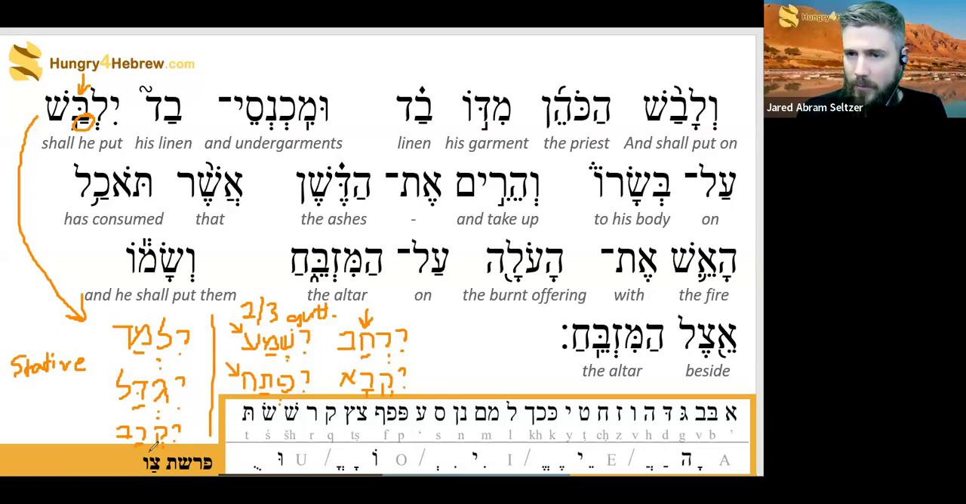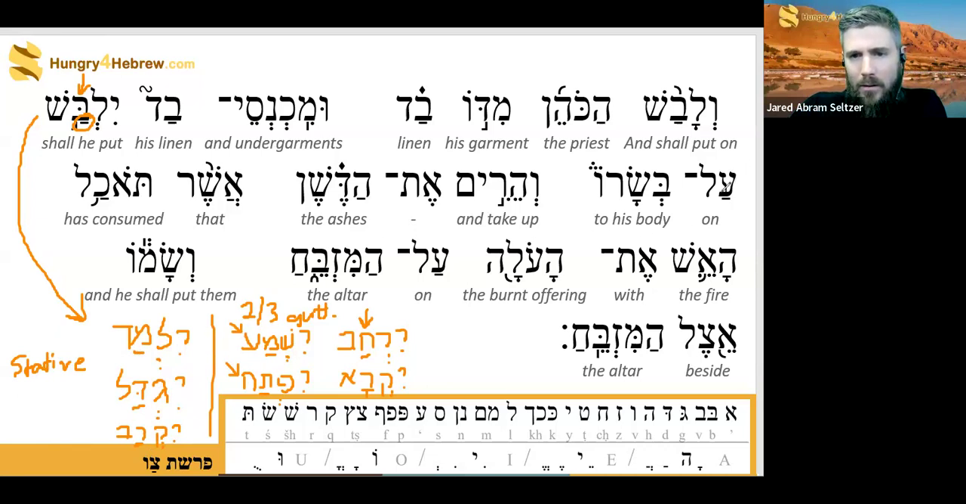In English, stative verbs are those that you include the verb to be. I am tired. I am hungry. I am thirsty. I am near. I am lacking. I am ashamed. All of those are state of being verbs. And in Hebrew, they are stative verbs. In the yiktol, you would expect an ah vowel.